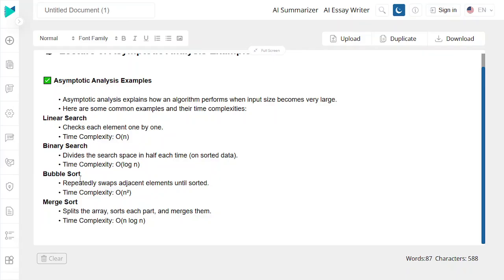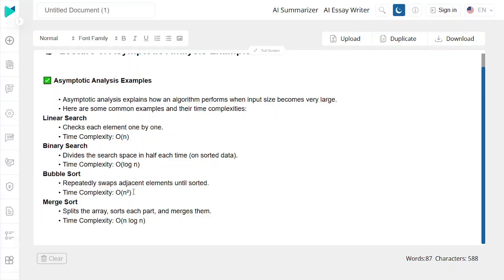Then we have bubble sort. It repeatedly swaps adjacent elements until sorted. The time complexity is O of n square. We will be learning about sorting algorithms later, but for now, you must understand that bubble sort takes the elements that are adjacent to each other and sorts them both. It goes forward and again sorts or swaps both elements.